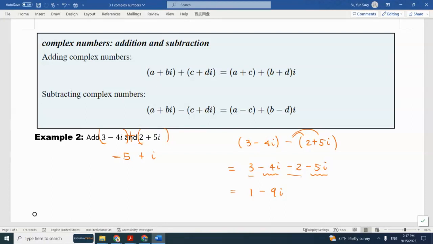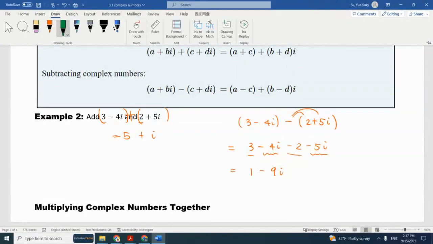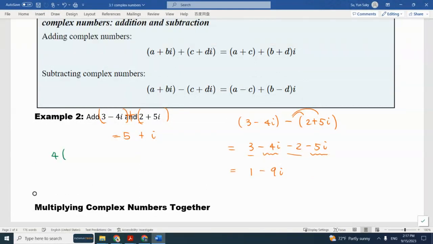Okay. Let's do more exercises. Let me put a more example here. How about let's do 4 times (2 minus 3i) minus 3 times (5 plus 7i). What do you do with this? Distribute first. Everybody do it.